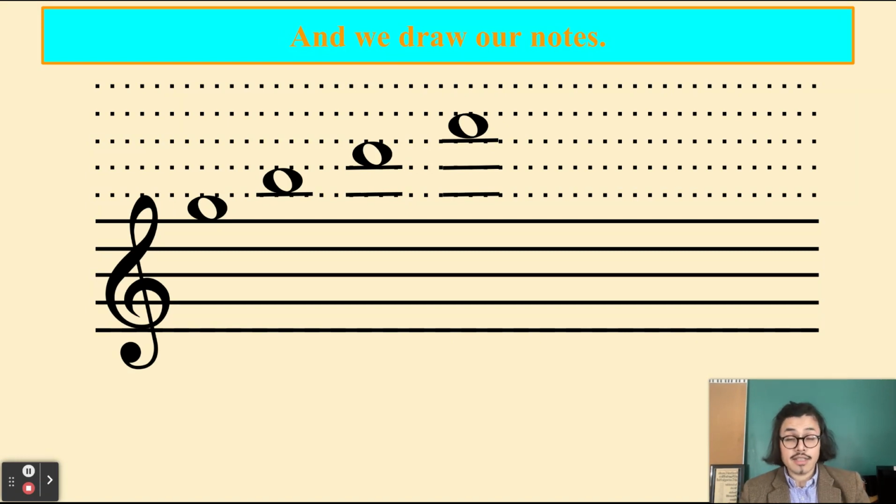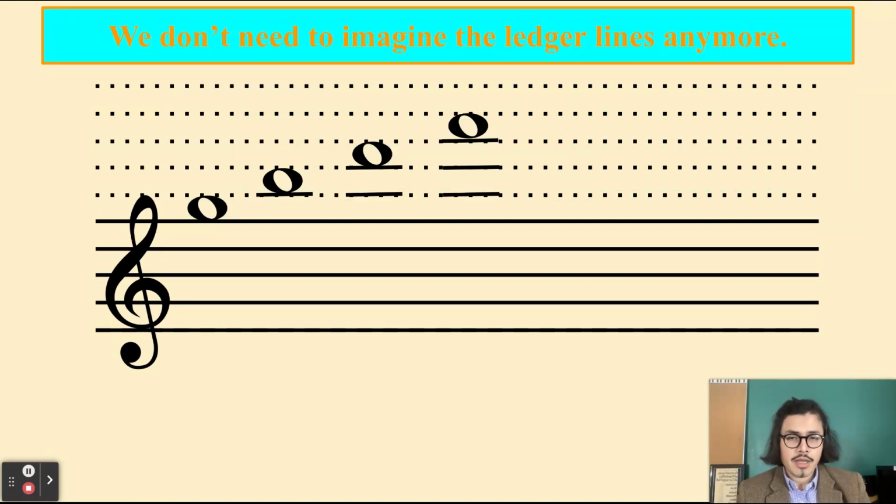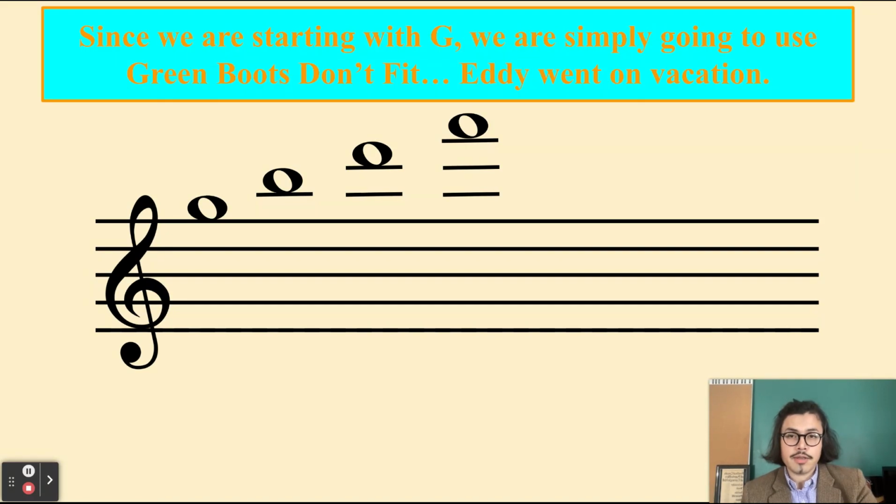Now, again, in the description of this video, you're going to find the link to the previous video where I explained why we're using these lines. There you go. So now notice how all our notes are inside of spaces. We don't need the imaginary lines now because we already drew our real ledger lines, and there we are. That's how it should look on your sheet music.